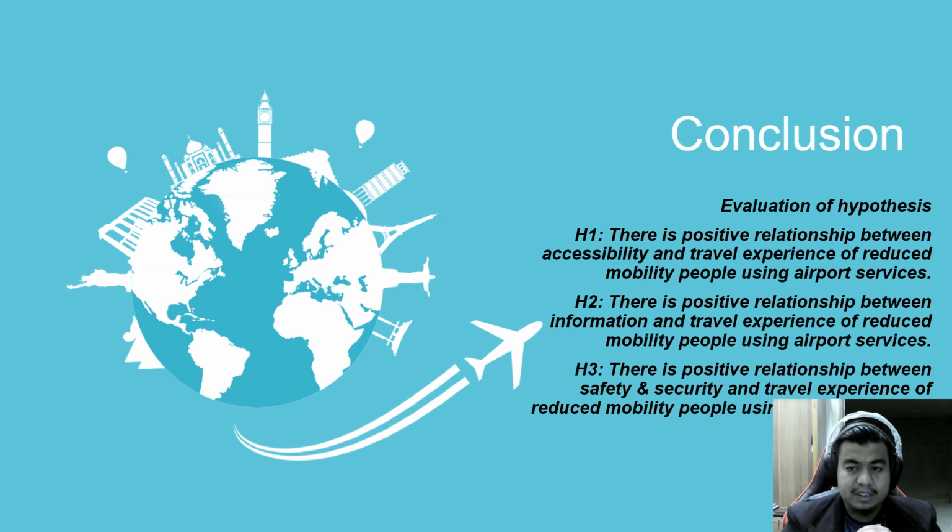So, coming to the conclusion, I will make an evaluation of the hypotheses that I have developed. For hypothesis 1, the evaluation is that there is a positive relationship between accessibility and travel experience of reduced mobility people using airport service. The second one, there is a positive relationship between information and travel experience, and the third one is there is a positive relationship between safety, security, and travel experience.